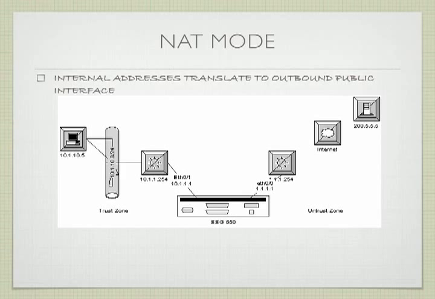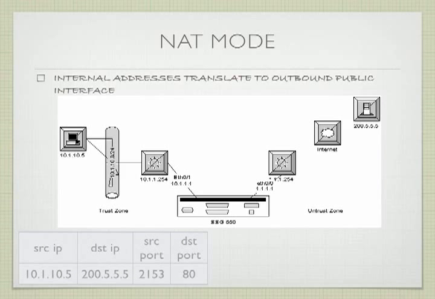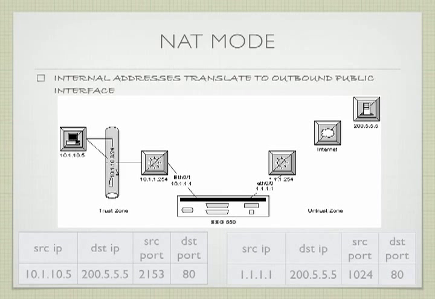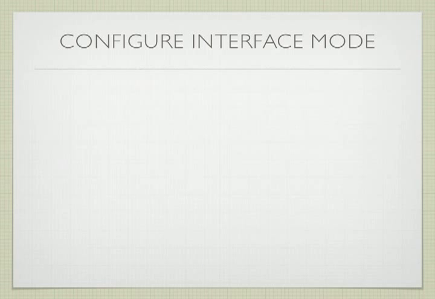In NAT mode, since we do have trust and untrust set up, we will perform the translation that we mentioned previously. The interface address will be substituted for the source IP address. The session will be maintained so that the return traffic can be found to the device. Okay, so configuring the interface mode.